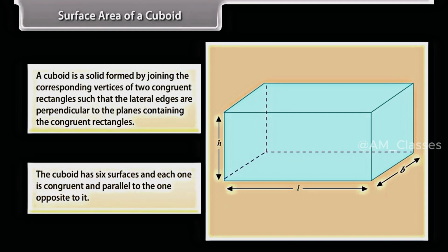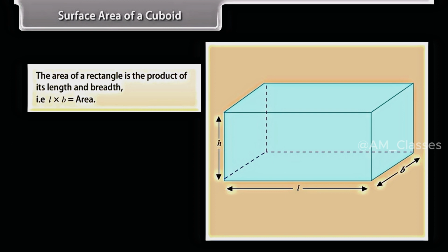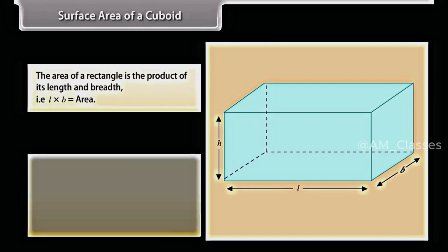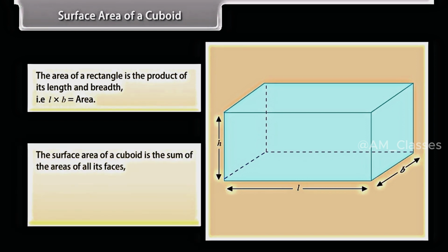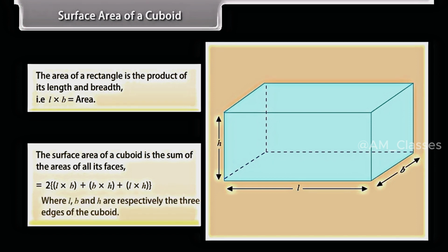We can see that the cuboid has 6 faces and each one is congruent and parallel to the one opposite to it. We already know that the area of a rectangle is the product of its length and breadth. That is, L into B is equal to area. Therefore, the surface area of a cuboid is the sum of the areas of all its faces, which is equal to 2 into (length into breadth plus breadth into height plus length into height), where L, B, and H are respectively the 3 edges of the cuboid.